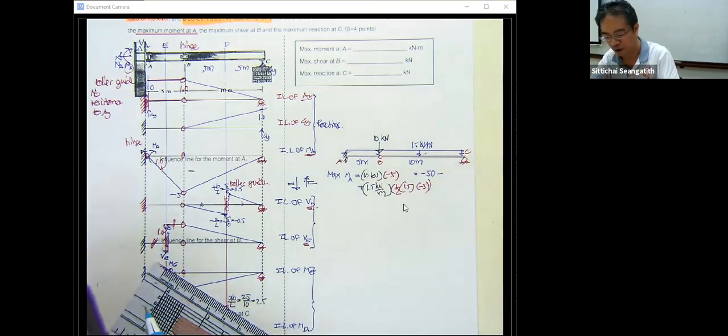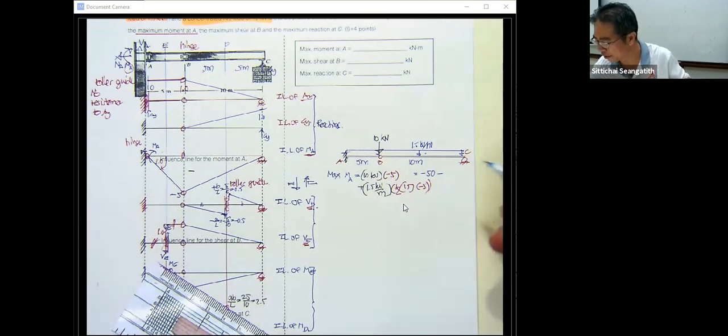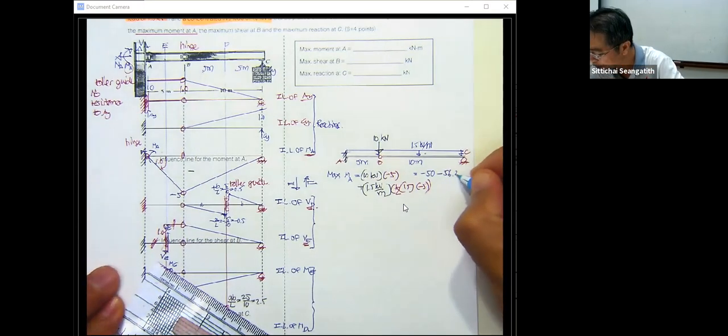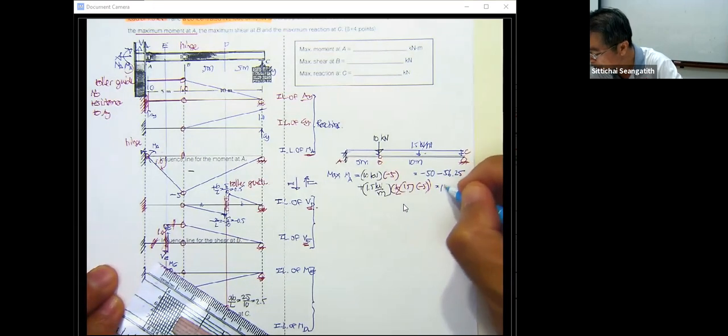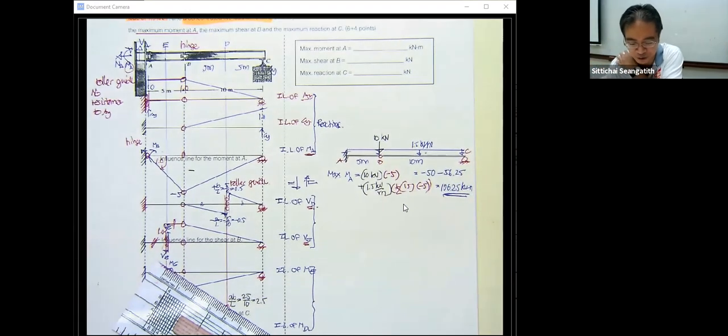1.5 times 15 times 2.5, that is 56.25. So this is going to be 106.25 kilonewton meter. Okay, let's do the calculation of this. I think it's going to be correct.